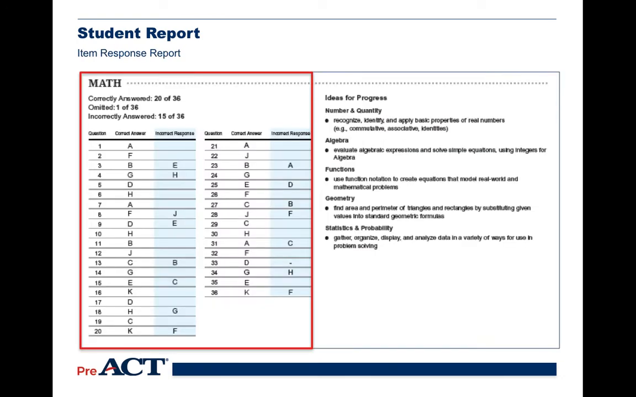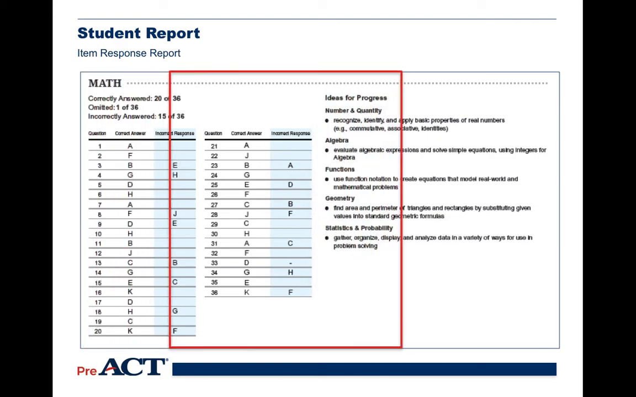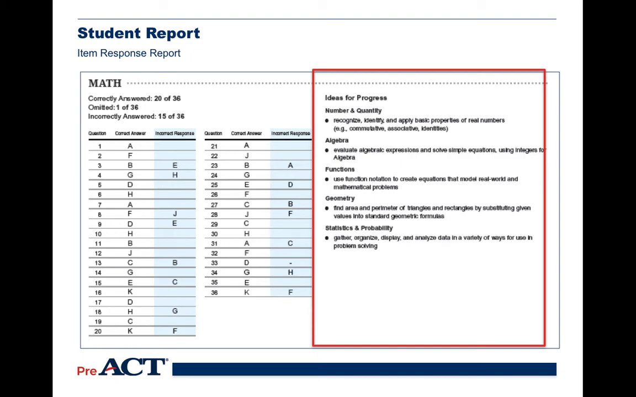And finally, since the PreACT is a non-secure test, ACT can provide an item response analysis report. This report makes up the last 2 pages of the student report and shows students how they answered each question and which answers were correct. The report also includes some suggestions for how students can continue to improve.